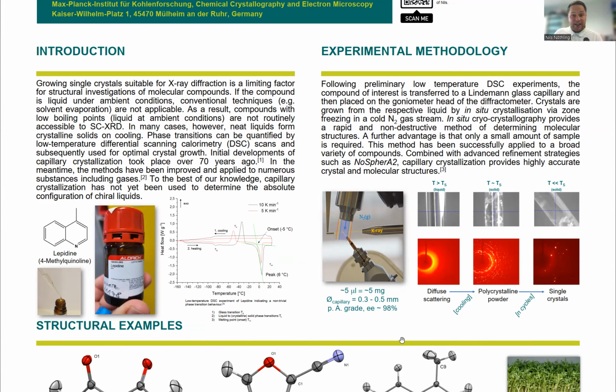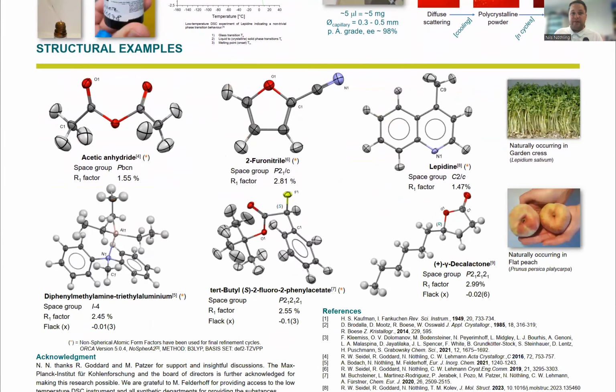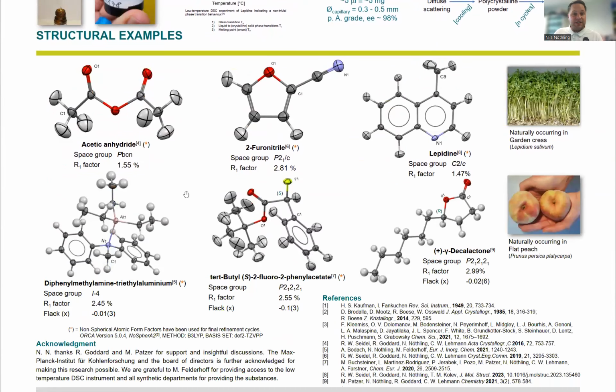After several cycles, in many cases, very high quality crystals can be obtained. The advantage of this method is that only a very small amount of sample is required, perhaps 5 milligrams of the compound, and that it can later be reused for further studies. This method has been successfully applied to a broad variety of compounds.